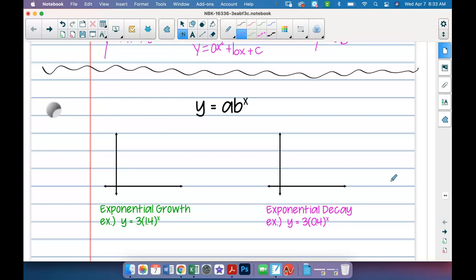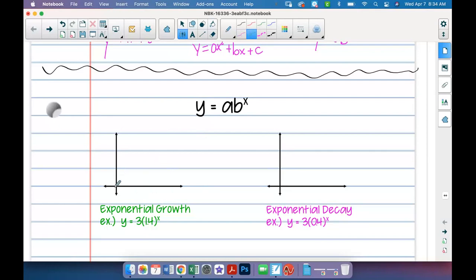Okay, so let's look at the exponential growth first. Do you notice on the example, it says y equals 3 times 1.4 to the x power. And for the exponential decay, it says y equals 3 times 0.4 to the x power. So the letter b, you notice that if it's greater than 1, it's going to be a growth. And if it's smaller than 1, like a fraction or a decimal, it's going to be a decay.